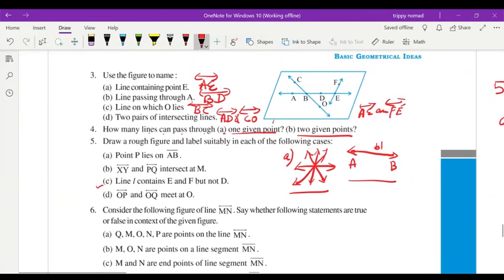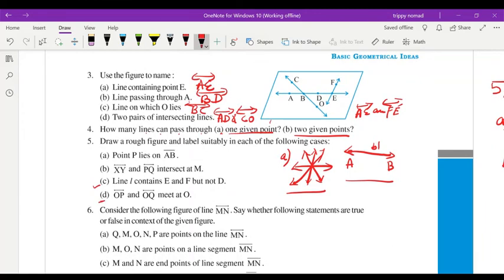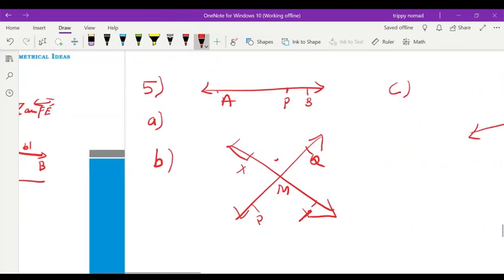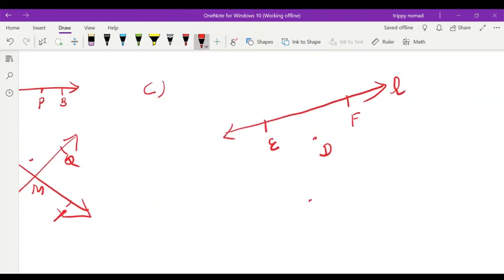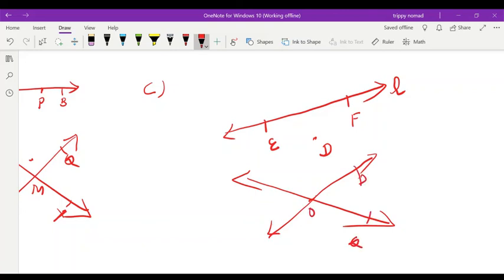Now part D: lines OP and OQ meet at point O. Same way, 2 lines, OP and OQ. This is one way. Other way, here also you can draw like this, OP and OQ. In any form you can draw.